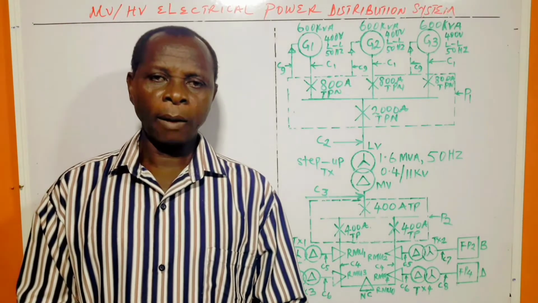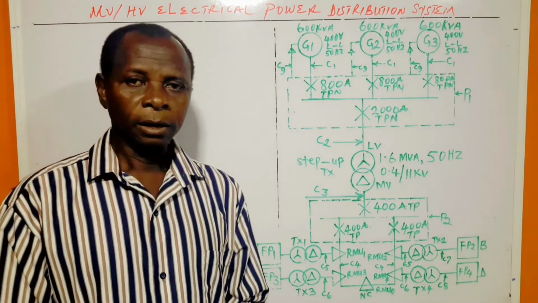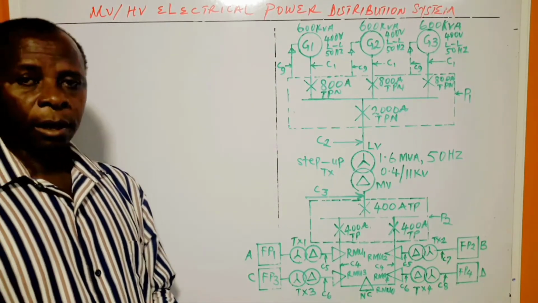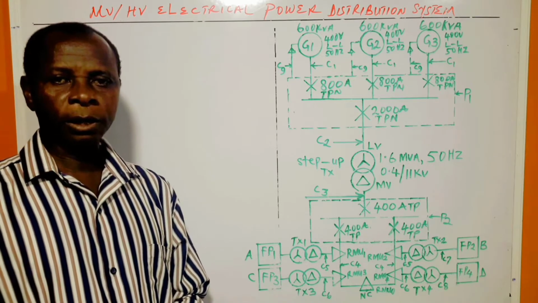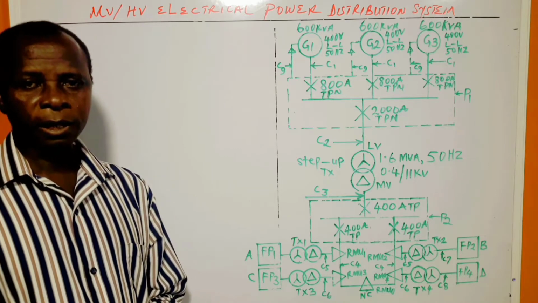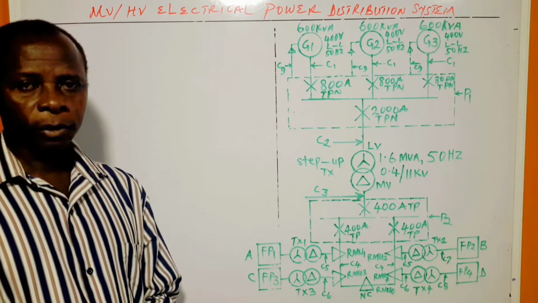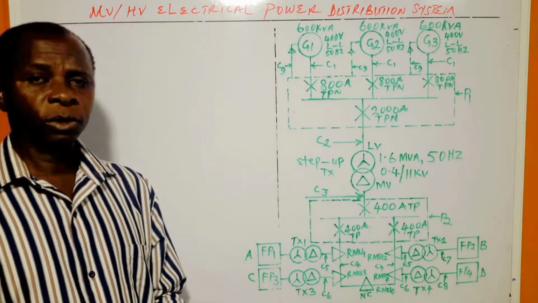If huge electrical power is to be distributed over long distances, then it has to be done at medium voltage, which could be 11 kV or 33 kV. If the voltage is more than 33 kV, it is classified as high voltage, which is HV. So HV is usually used in the transmission system.